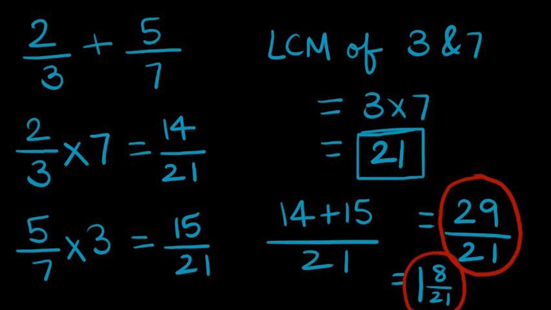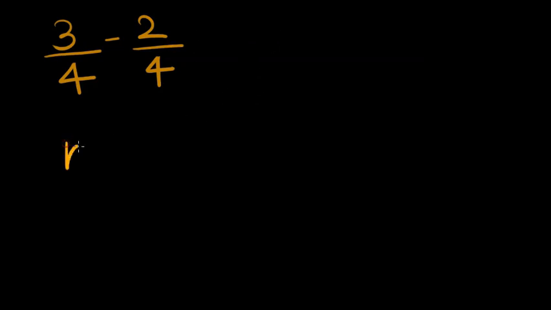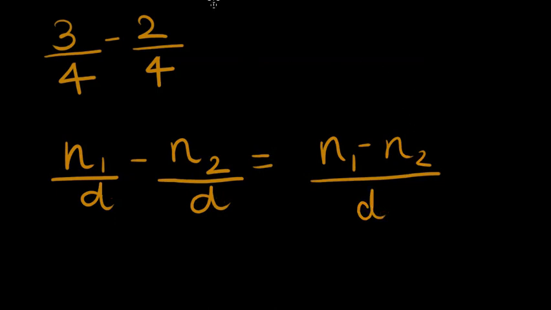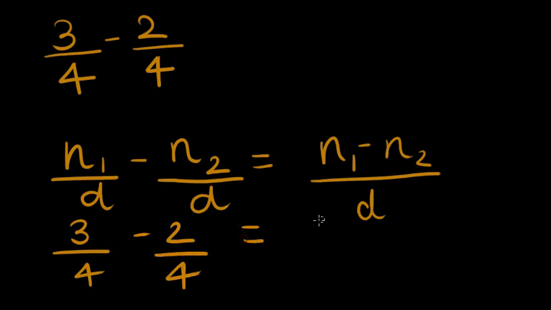So let's see how we can subtract fractions. Subtracting fractions with the same denominator is just the same. You just do the same thing. So let's say you have 3 upon 4 and you have 2 upon 4. You have to subtract. The same theorem says that when you have n1 upon d minus n2 upon d, this will be equal to n1 minus n2 whole upon d. So let's see how we can do this. This will be equal to 3 upon 4 minus 2 upon 4, which is 3 minus 2 upon 4, which is 1 upon 4.